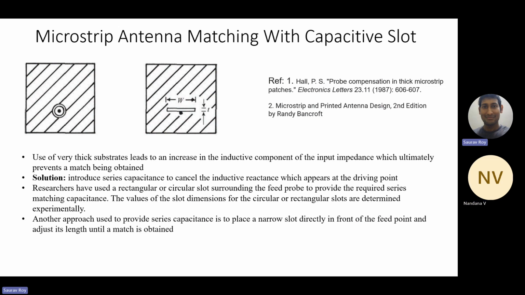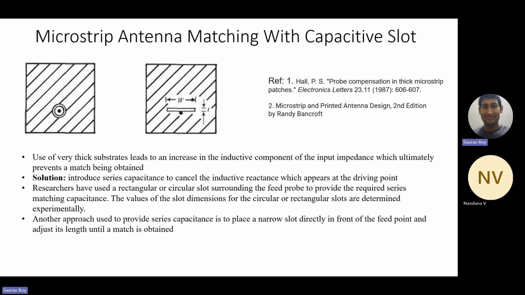Use of very thick substrates leads to an increase in the inductive component of the input impedance, which ultimately prevents a match being obtained. So we do not get proper matching, where Z in should be close to 50 ohm, right? That is what we want for matching. But because of this inductance, it does not happen. So the solution is to introduce series capacitance to cancel the inductive reactance which appears at the driving point.